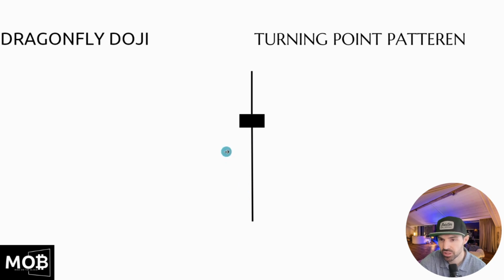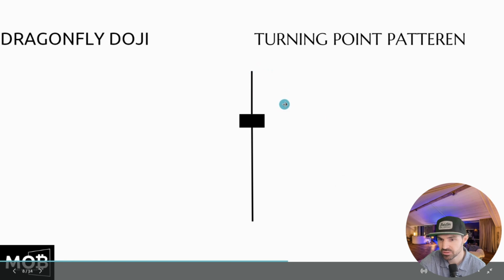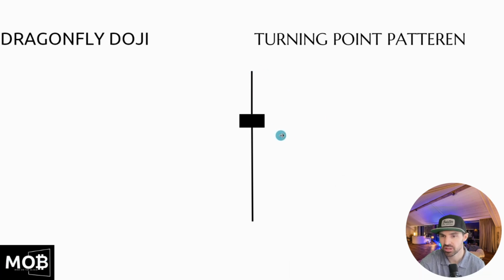So this is showing indecision in the market. It's a great battle between the bears and the bulls, and the fact that it opened and closed very close together shows indecision. Anytime I see a dragonfly doji, I'm always very cautious. I think it's a turning point pattern, like there might be a change in the market.